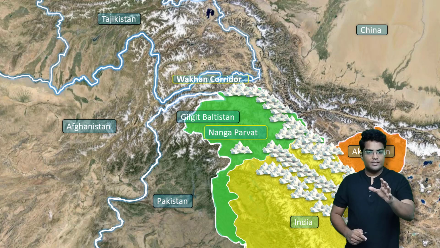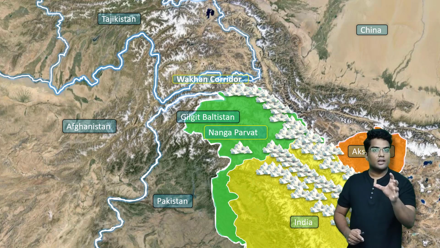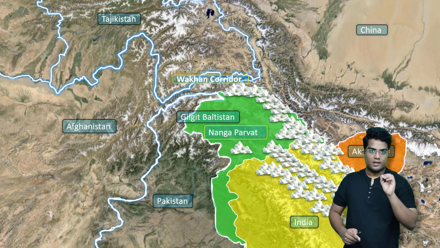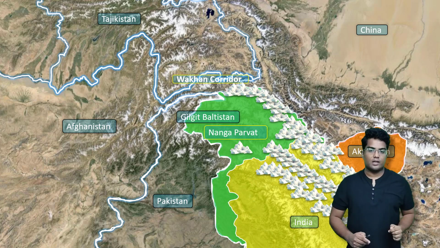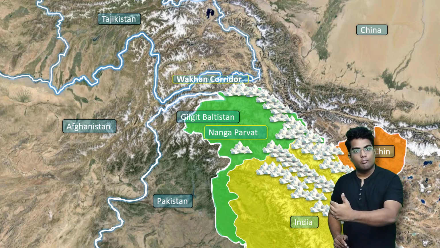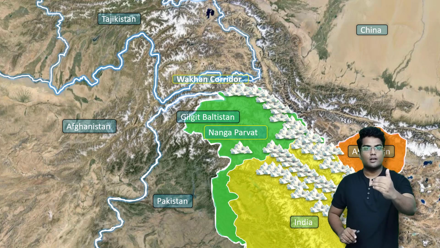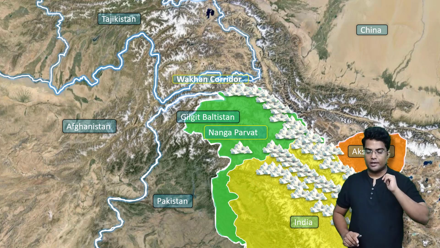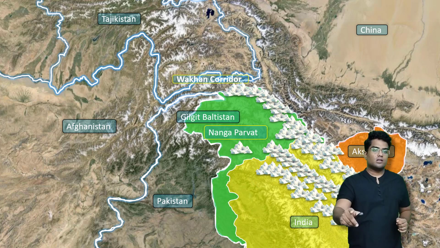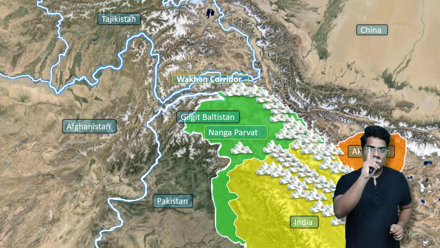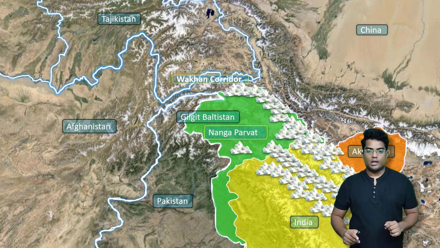So as you can see, the places marked in green belong to Pakistan, illegally occupied by Pakistan. Then those marked in red are illegally occupied by China. Siachen is occupied by China. Gilgit-Baltistan is illegally occupied by Pakistan. And as you can see, all those mountains are known as the Trans-Himalayas.